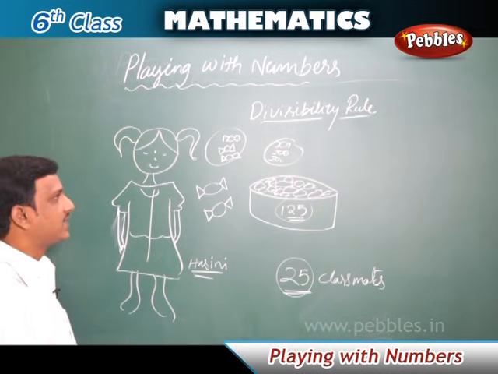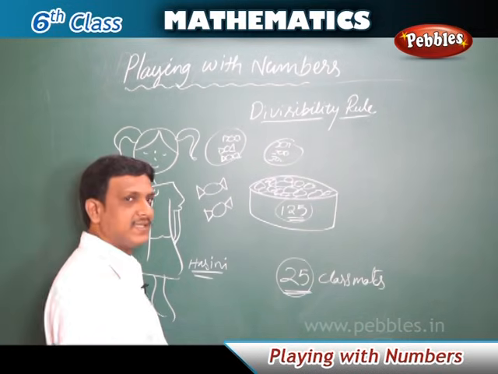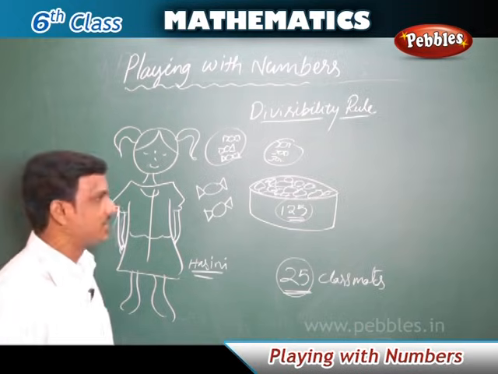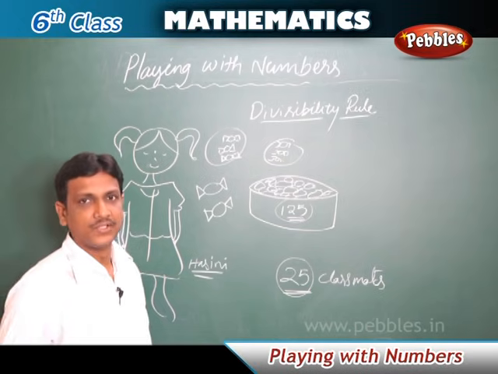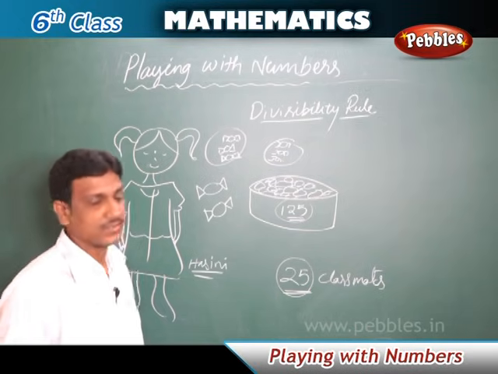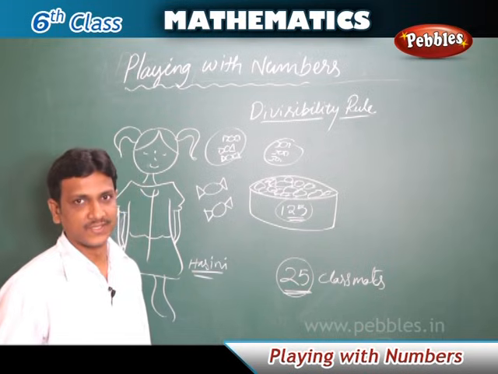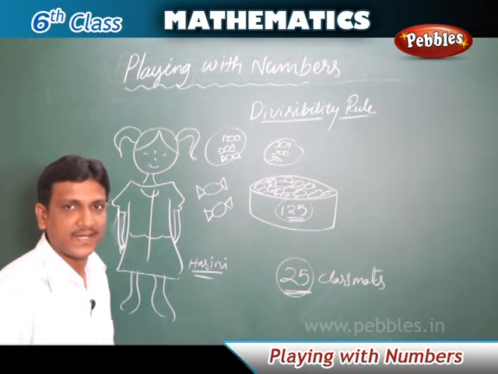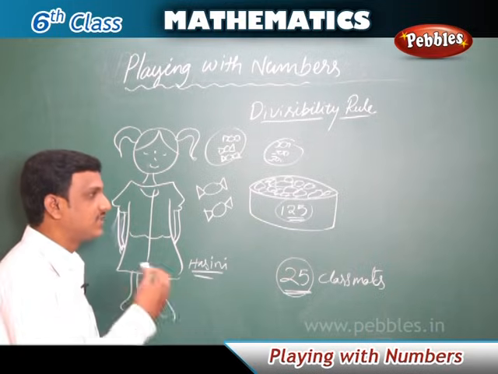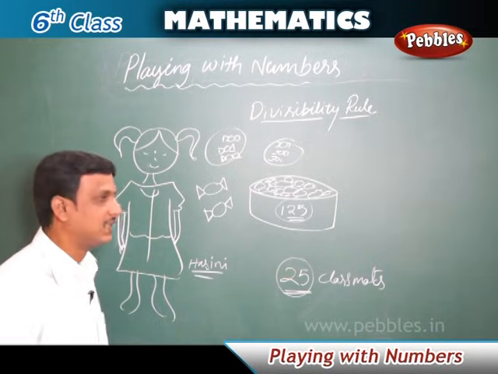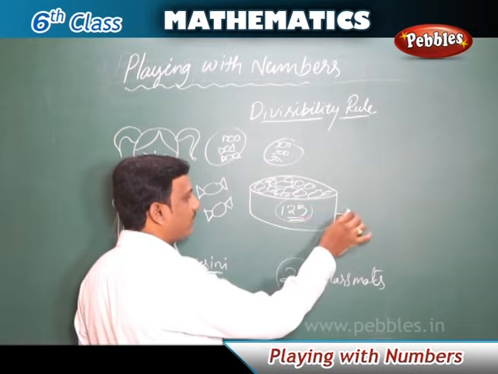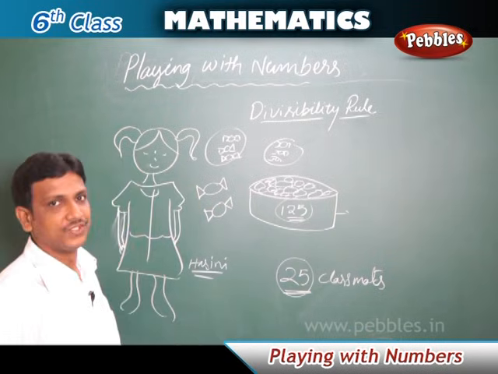So she decided to make groups of 6 chocolates. She wanted to give 6 chocolates to each of her classmates. So then there is a shortage. She is not able to find how many chocolates she should distribute to each of her classmates so that all these 125 will be exactly sufficient.